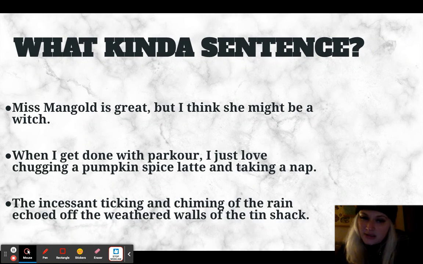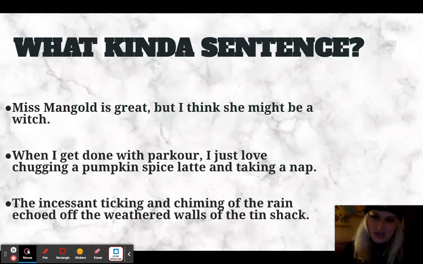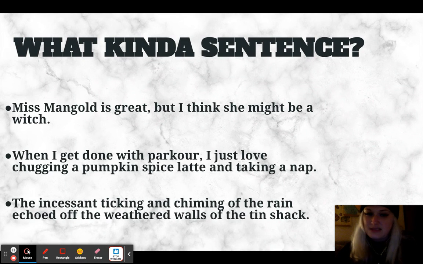Last one. It is a very detailed sentence, but it is still only one independent clause, meaning simple. The incessant ticking and chiming of the rain echoed off the weathered walls of the tin shack. Okay? The rain echoed. Subject, verb. Rain echoed. The rest just makes it even better.